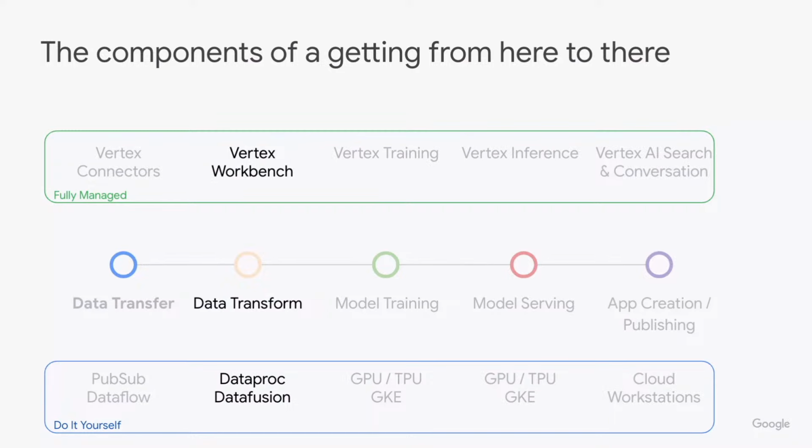Well, then what do you do? Well, then you have to take the data that's in all of these different formats, and you need to structure it in a way that your model training is able to consume it. And again, Google provides the tools to do that.